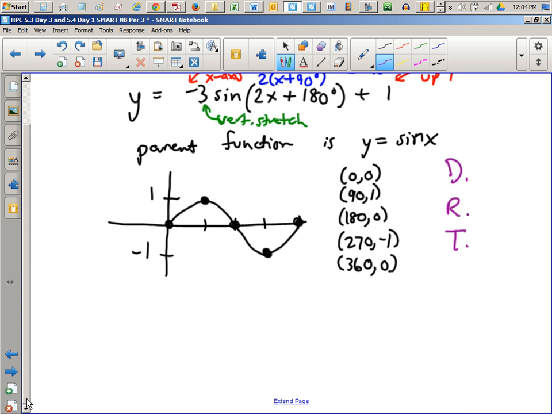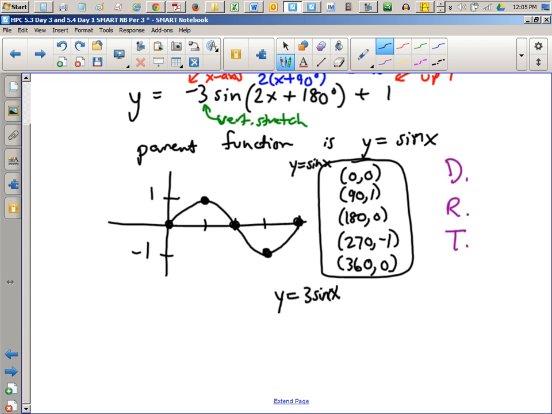Now I can move the graph along, or I can just watch these 5 points transform and then connect the dots. I choose that. So first thing I'm going to do is my vertical stretch. I'm going to multiply all the y coordinates by 3. Okay, so let's rewrite our points. These are the original points for y equals sine x. What would happen if I did y equals 3 sine x? You would triple all the y coordinates.